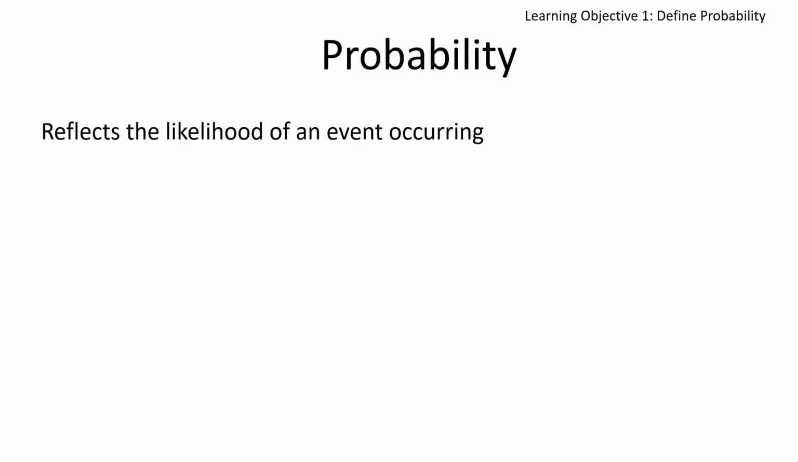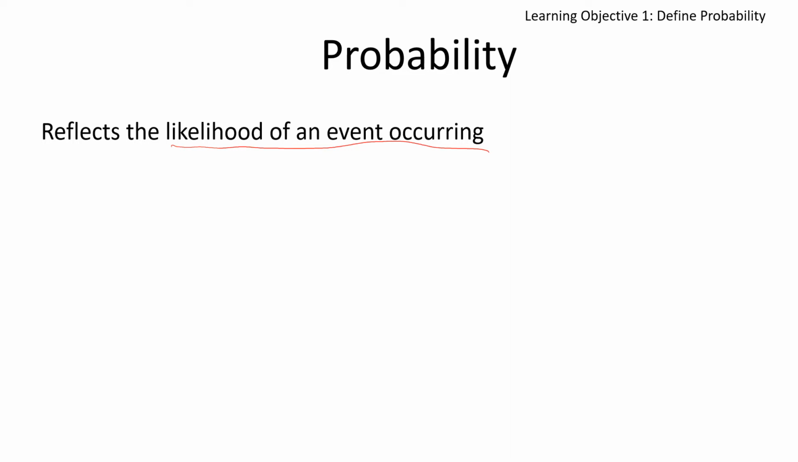So before we get into some of the hard stuff, some of the complex stuff, let's start with the easy. Let's start with defining probability. Probability is just the likelihood of an event occurring. So if I'm asking what the probability of something occurring is, I'm asking for the likelihood of that event occurring.